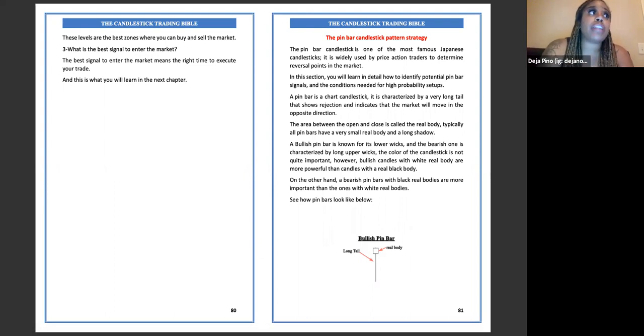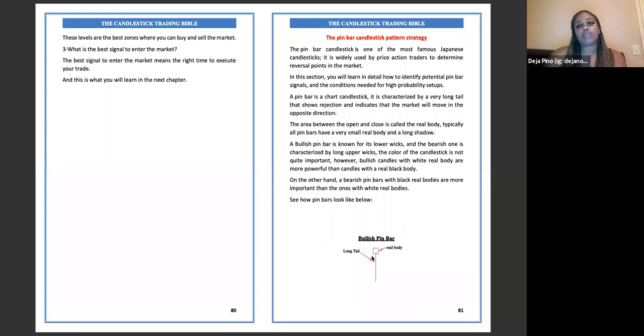When they say high probability setups, they just mean the best possible entry to take, with very minimal loss, okay? A pin bar is a candlestick, we already know that, with a very long tail that shows rejection and indicates that the market will move in the opposite direction. We already talked about wicks in the previous chapters. So when we have a long lower wick, and for my people writing notes down who may still be trying to catch up, a long lower wick tells you that there's a lot of bullish momentum. So the buyers are in control. A lot of high buying pressure, okay?